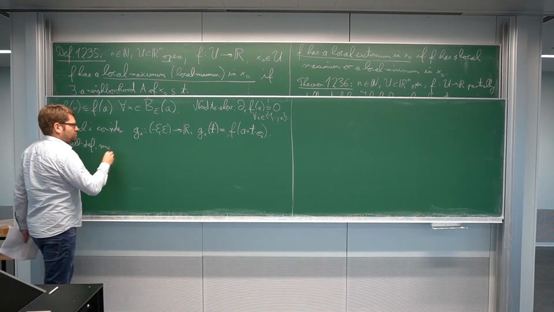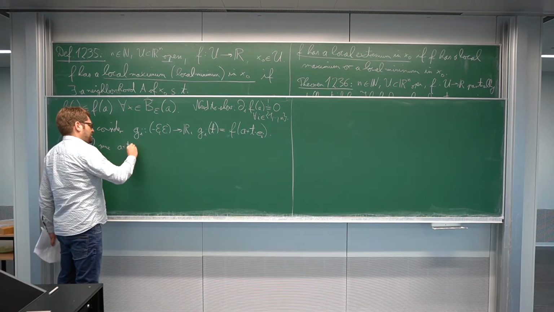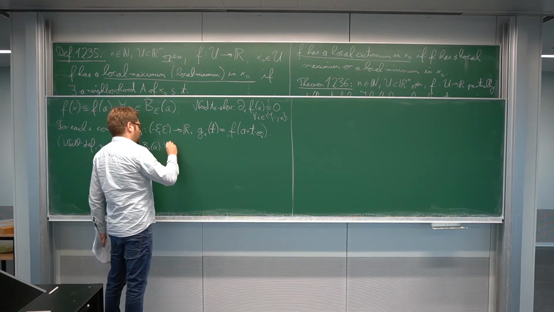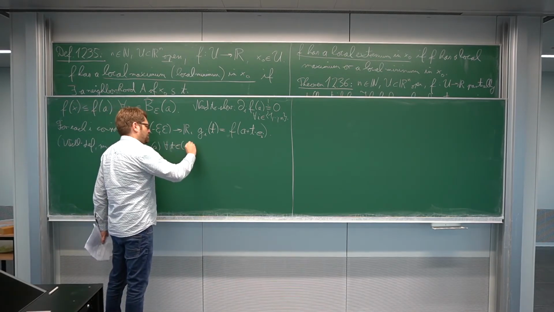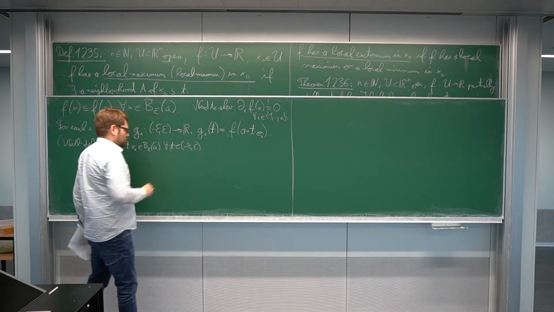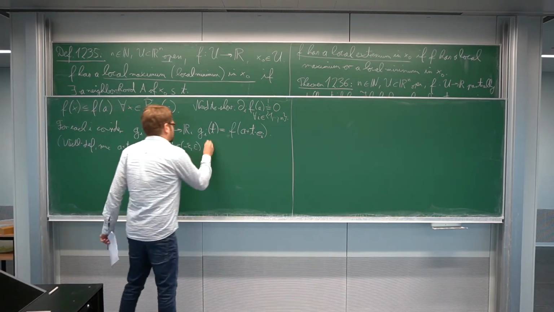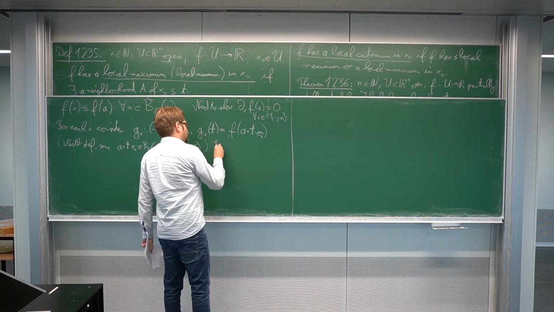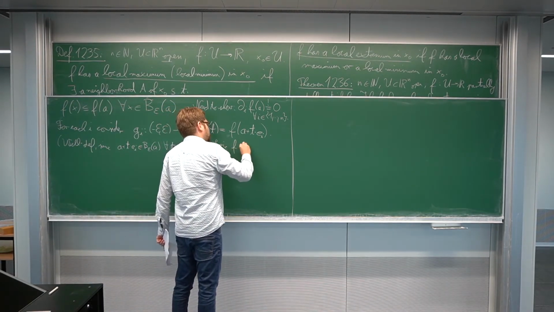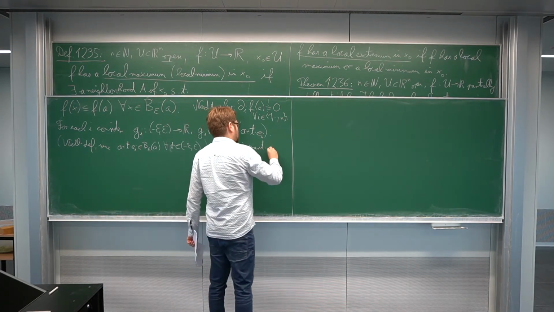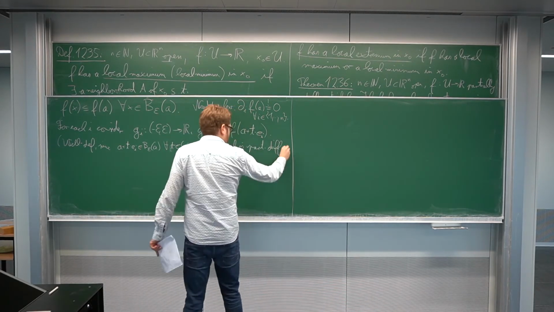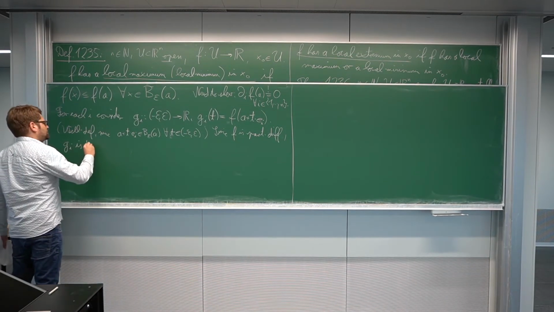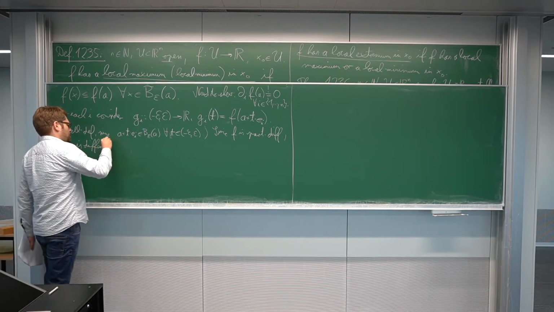Since, and this is a nice little computation, a plus t times e_i always lies in the epsilon ball around a for all t between minus epsilon and epsilon, but here it's really important to take the same epsilon. Anyway, what's important for us is that we have some epsilon, and we know that f is partially differentiable, so g_i is differentiable.